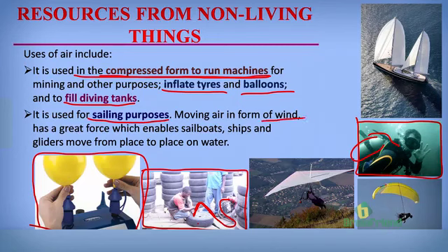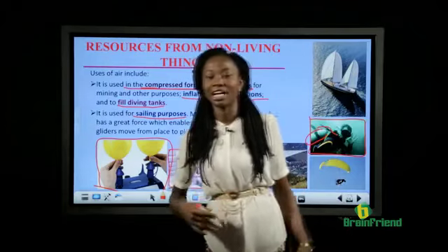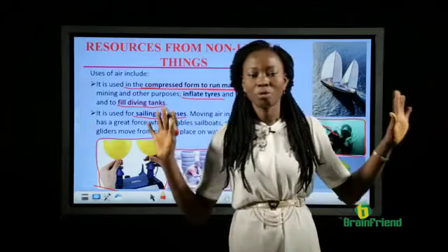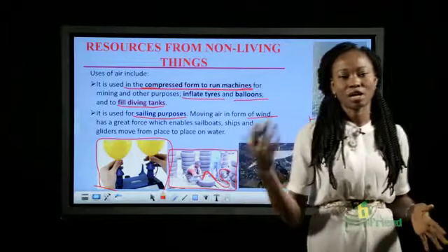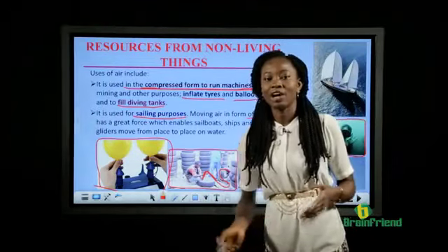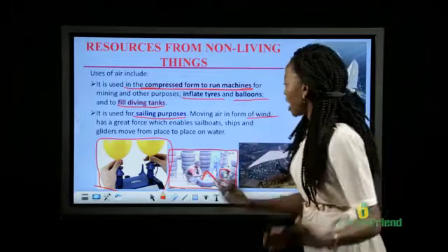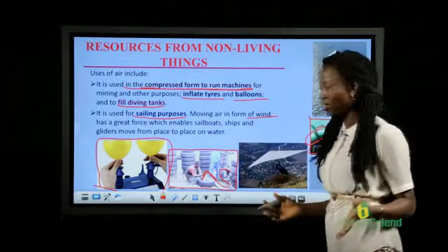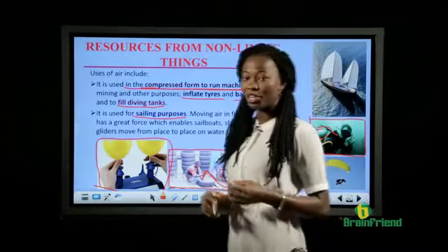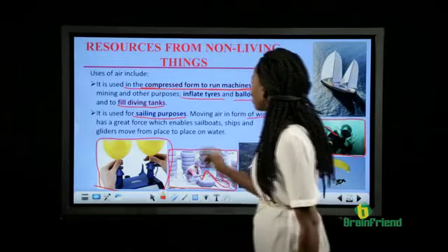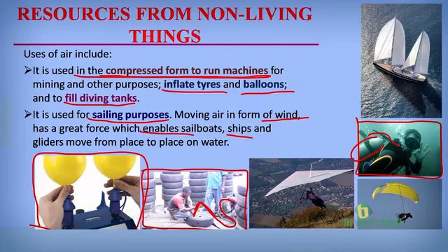Moving air is known as wind. Wind has a great force. It has the ability to generate great force. Remember when the wind is blowing around us, how it carries our clothes from the clothesline, how it carries items that are of lightweight from our environment. It has a force that comes with it. So this force from moving air, from wind, enables sailboats, ships, some kind of ships that do not use engines, gliders, and some other kind of sailing items to move from place to place on water or to move from place to place in the atmosphere.